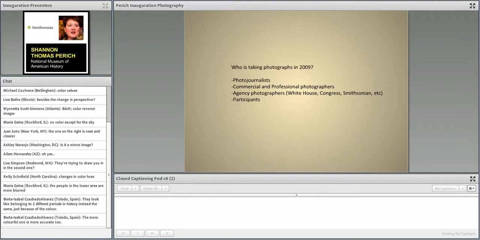So who's taking photographs in 2009? There are a lot of different kinds of people. There are the photojournalists, there are commercial and professional photographers, there are the agency photographers who belong to the White House, the Smithsonian, Congress, the Park Service. All sorts of government agencies have folks who are down here photographing, and of course the participants themselves. So we're going to look at the kinds of photographs that each of these groups make as we work towards our final activity at the end.